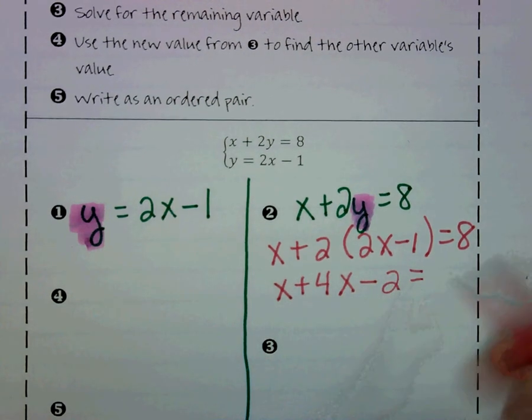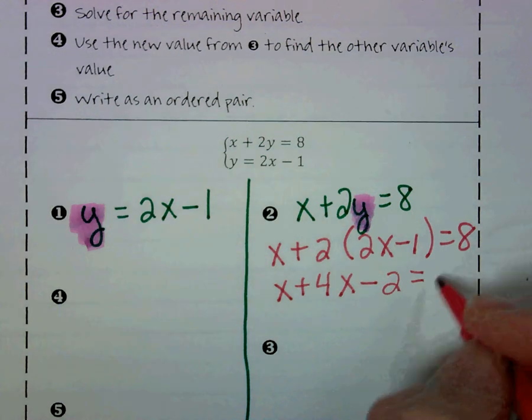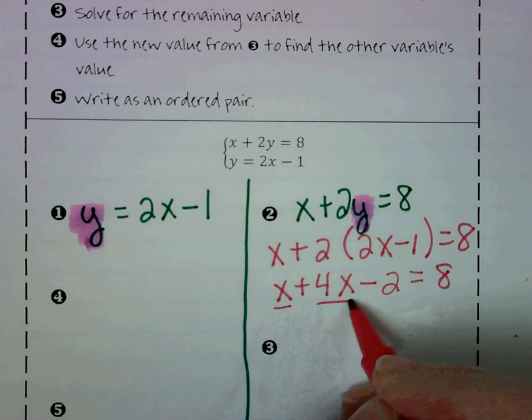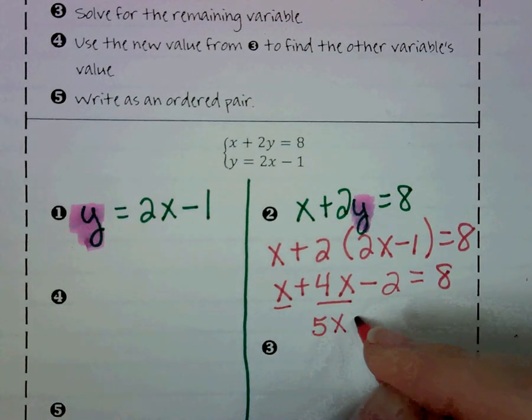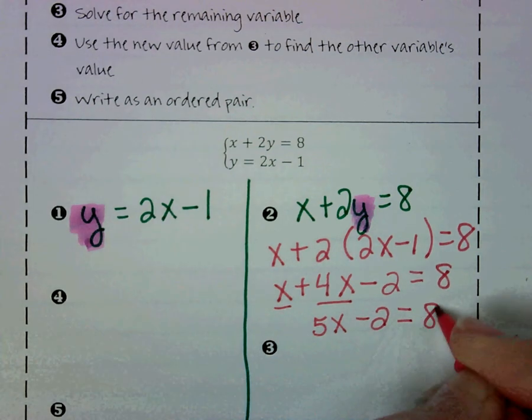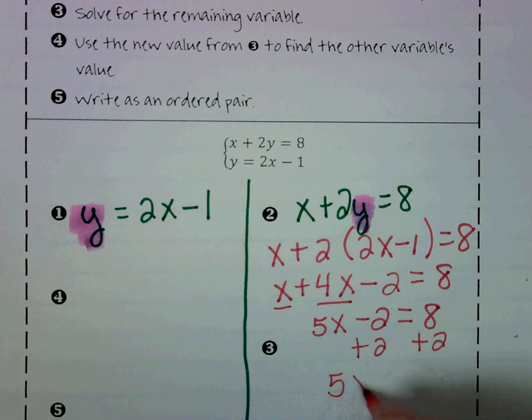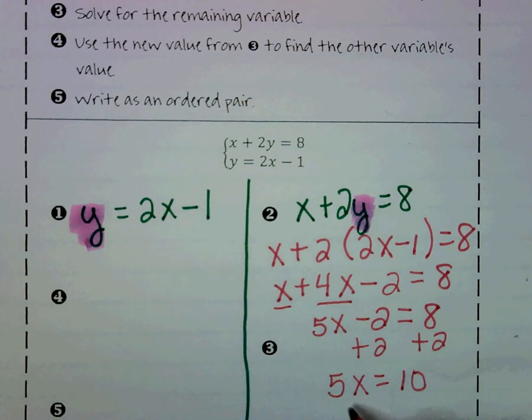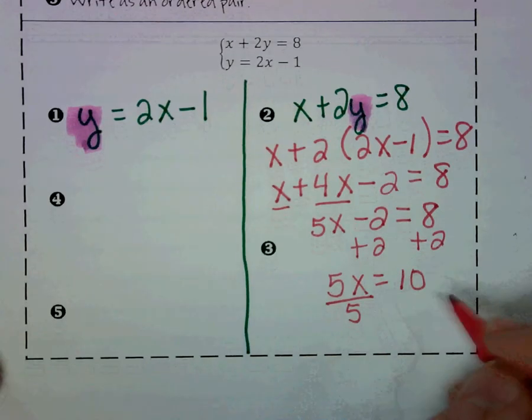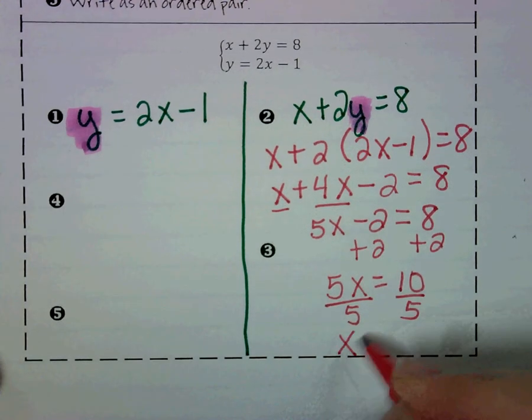And this would be step 3. Well, we're still solving, I guess. I'm going to combine like terms. This should all be something you already know how to do. I'm going to add 2 to both sides. And I'm going to divide by 5. And so we get x equals 2.